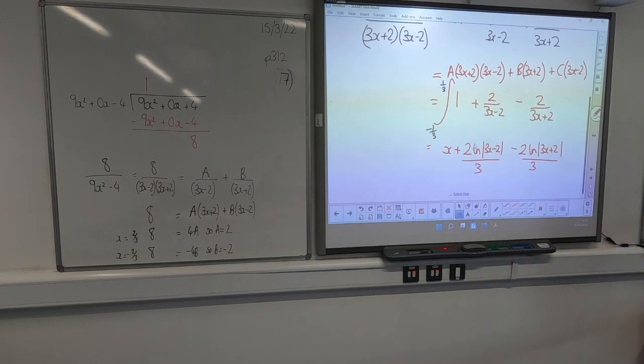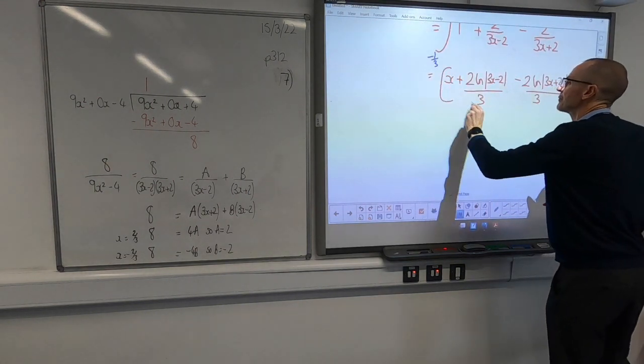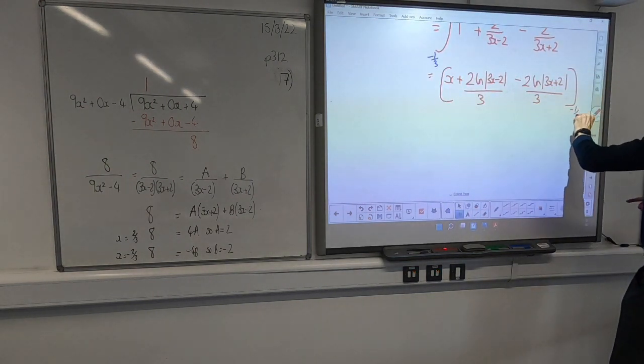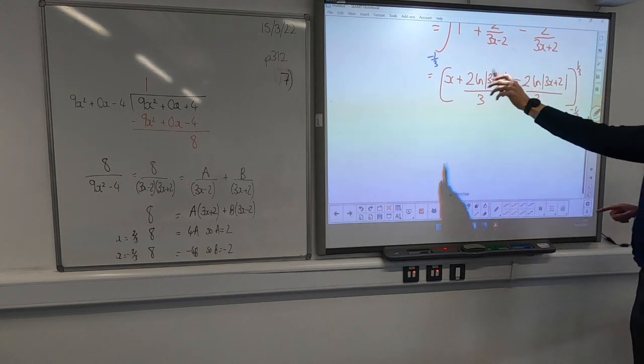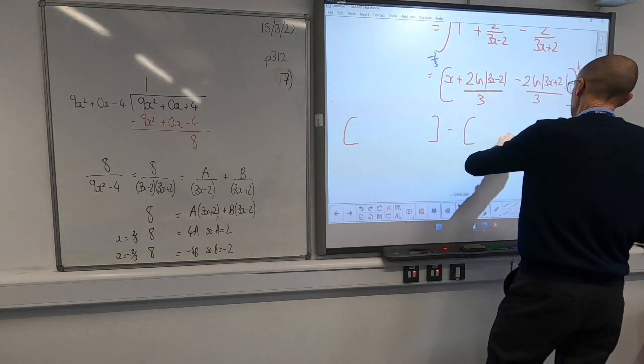Means if it's negative, you just take the positive value, the modulus. So if you're ahead of me, question 7 is the one I'm going to ask you to do independently. Let's start.